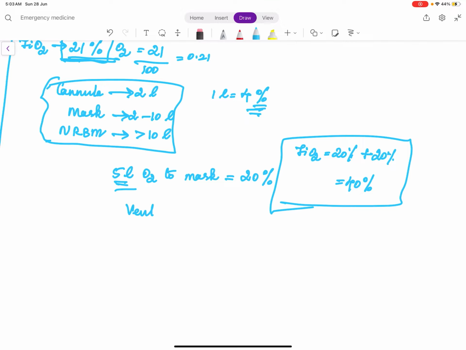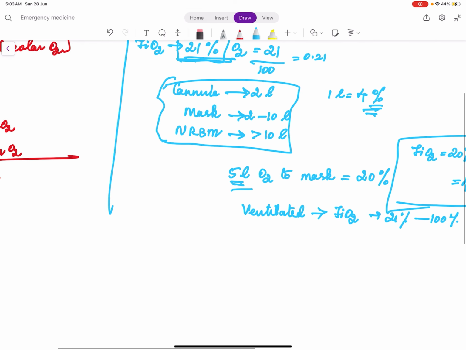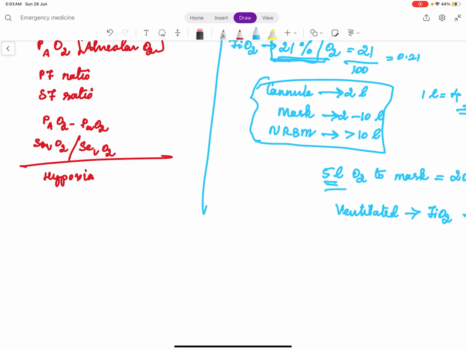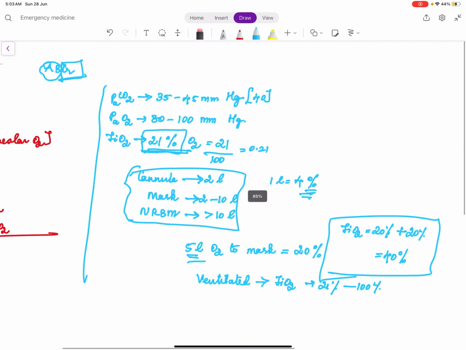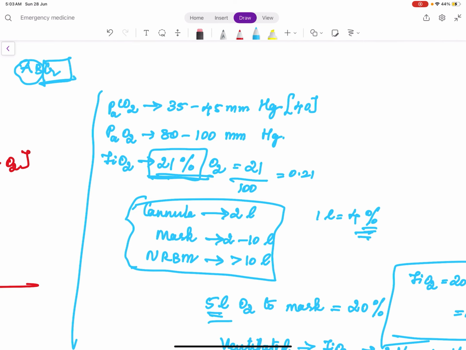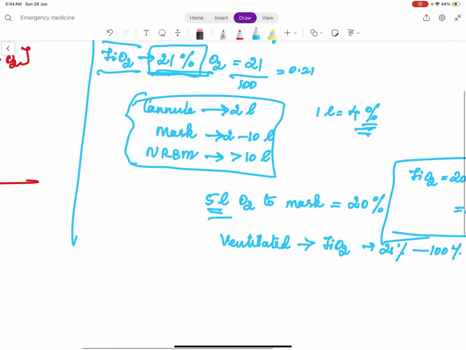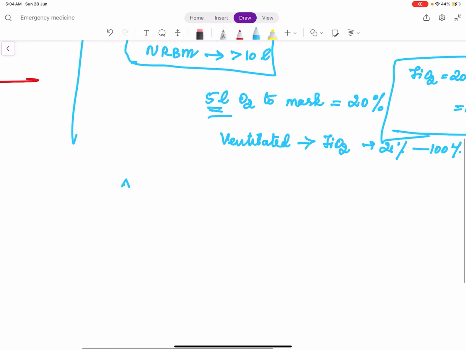If the patient is ventilated, things are easy because the ventilator itself has a setting called FiO2. We can adjust the FiO2 from 21% up to even 100%. This will help in calculation because we have values called SF ratio and PF ratio, where FiO2 is a must to know. So again, coming to the values, I discussed arterial CO2 concentration, arterial O2 concentration, and FiO2, which is fraction of inspired oxygen.